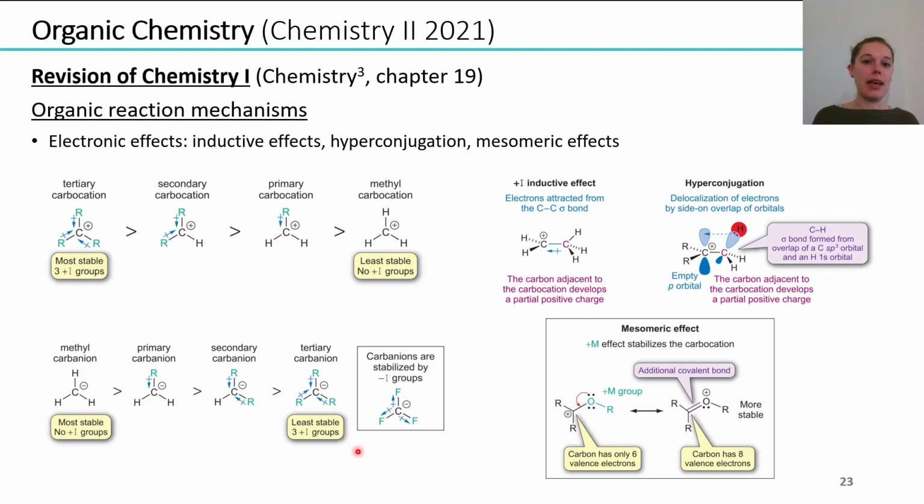So then we know automatically that the most stable carbanion will be the version where we do not have a plus I effect, for example, this carbanion with only hydrogen as substituents. And to summarize, we always have to remember that carbanions can be stabilized by -I groups, and carbocations can be stabilized by +I groups or by +M effects, and also by hyperconjugation.